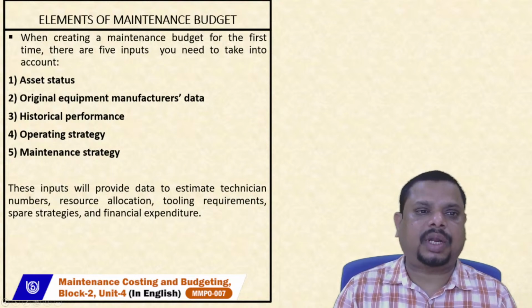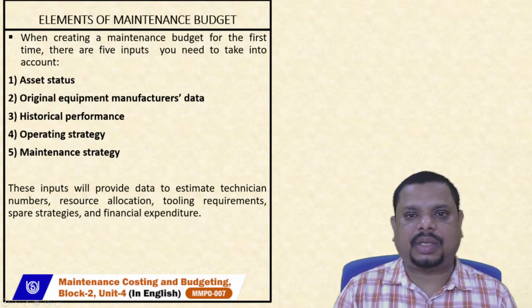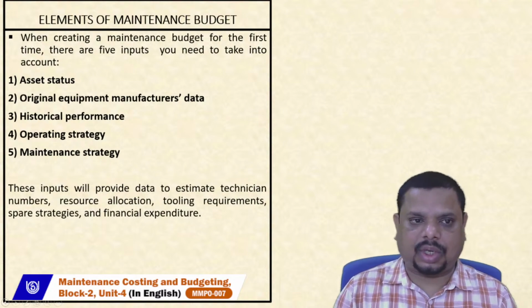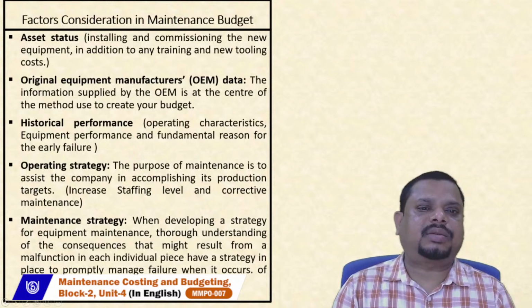So this is the fundamental aspect of the elements directly involved in maintenance budgeting, especially with reference to asset status, original equipment manufacturer data, historical performance of machines and equipment. The next one we have is operation strategy, and the last one is maintenance strategies. So moving to the next one, the next one is the factor consideration in the case of maintenance budgets.